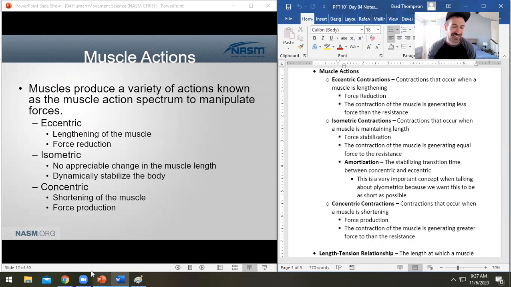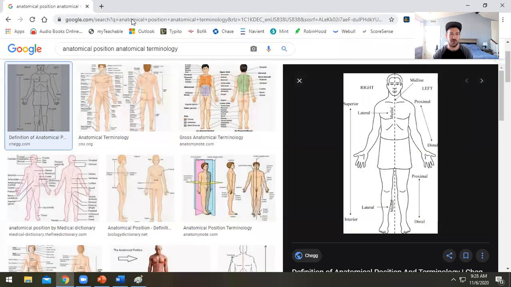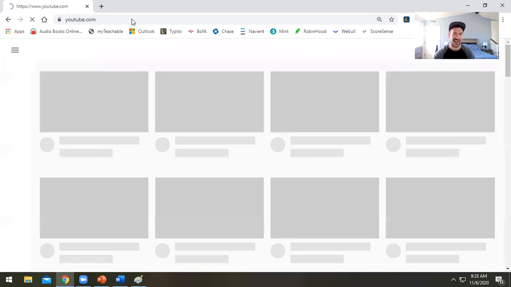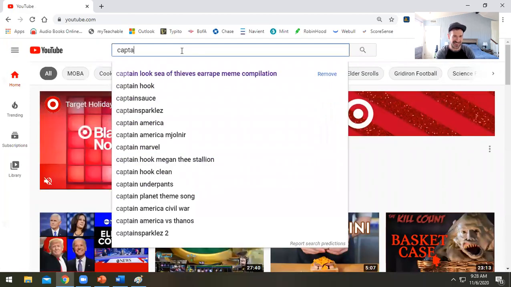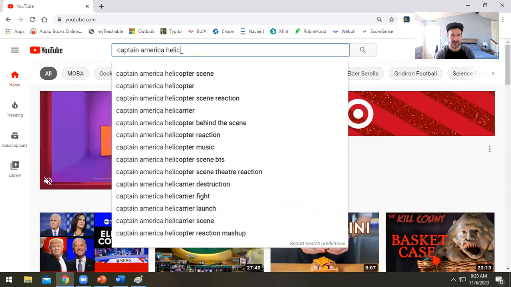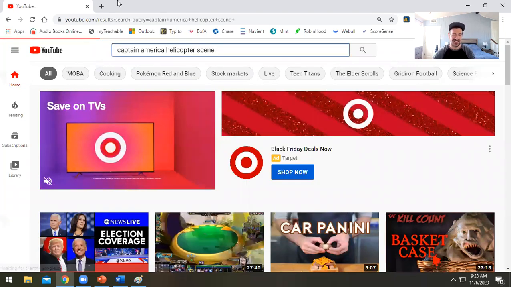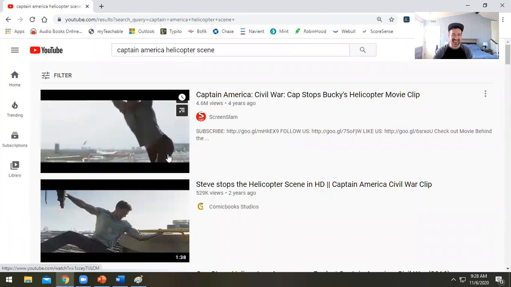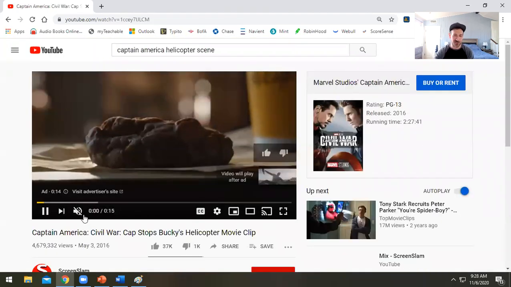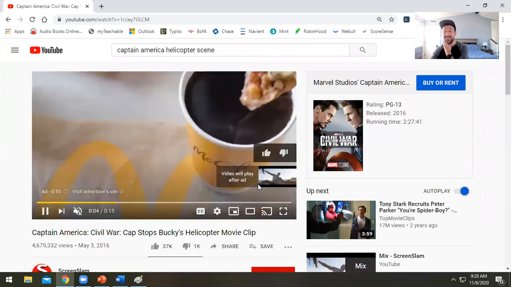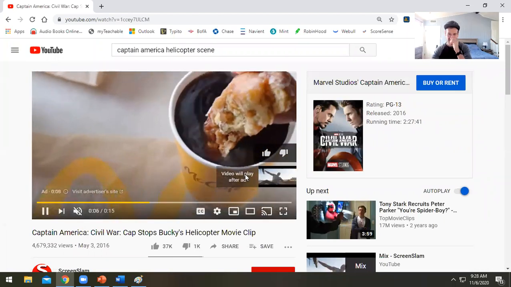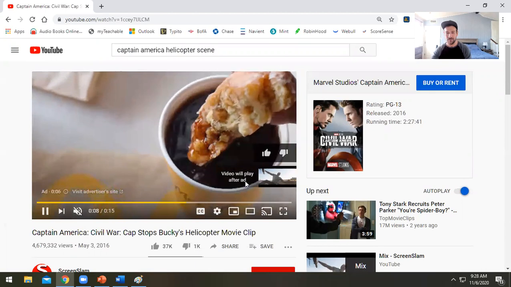You know what? I always use my bicep as an example because you guys can see it on camera really easily. But I'm going to show you the perfect example of isometric concentric. Let's see here, Captain Helicopter. You guys probably remember this from the Marvel movies. Chris Evans and his stupid huge biceps. But this is a classic example, where this thing's trying to pull away and he's not letting it, right?